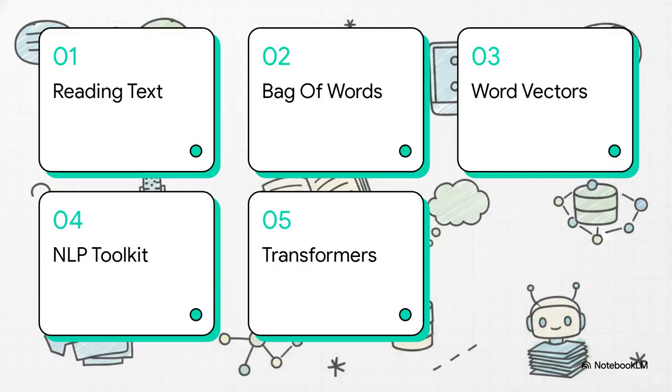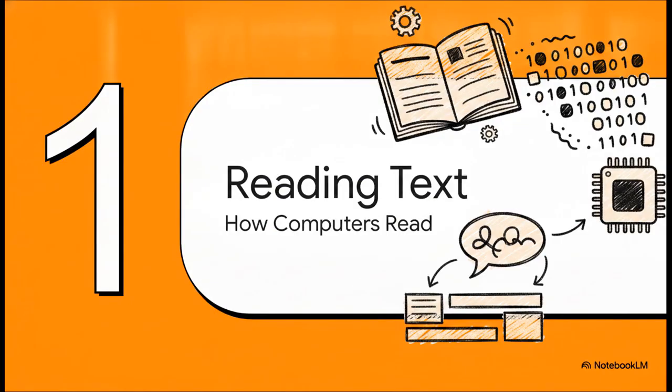To see how we got there, we'll follow this ladder of understanding today. We'll start with how computers read text, move into counting with bag of words, mapping meaning with word vectors, look at the essential NLP toolkit, and finally end with the context revolution, transformers. We're climbing all the way from basic counting mechanisms to state-of-the-art, context-aware AI. Let's jump right into Section 1, How Computers Read Text.